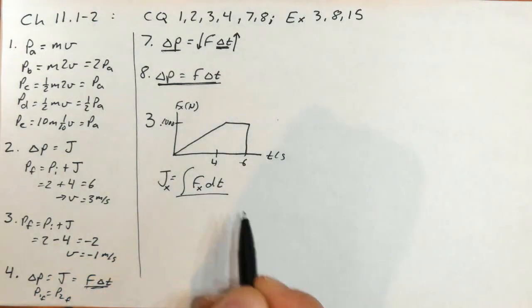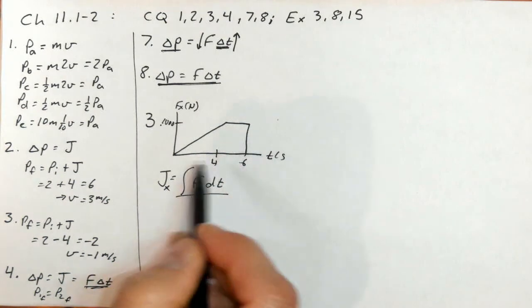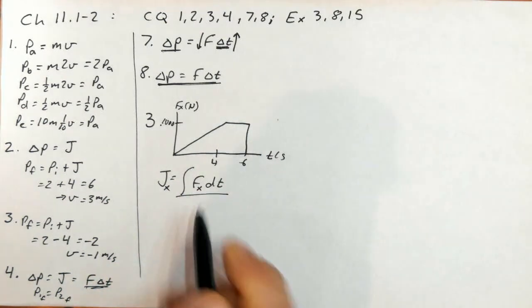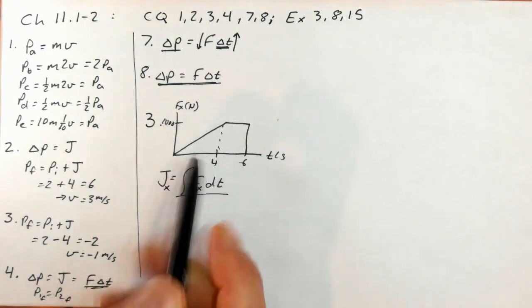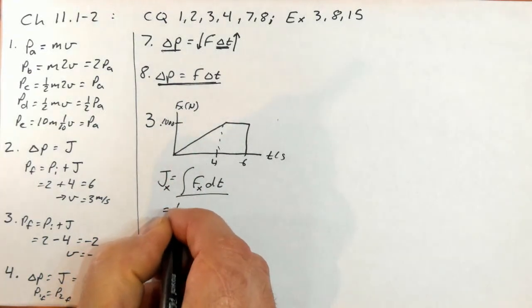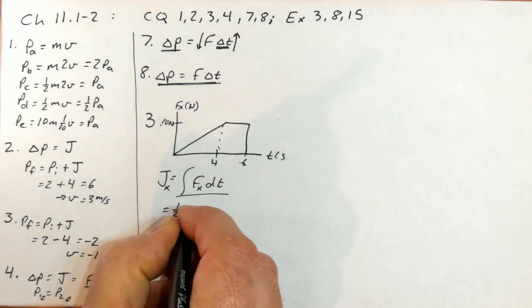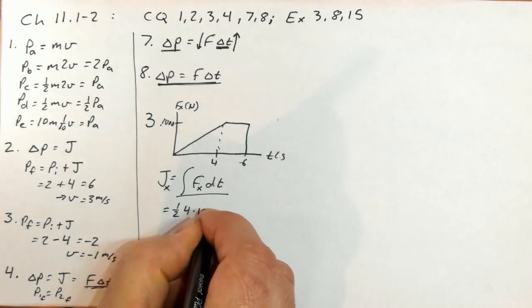But what is an integral? It's an area under the curve. So what's the area underneath this curve? Well, I see a triangle with height of 1,000 and a base of 4. So this is going to be equal to 1/2 times base times height. So 1/2 times 4 times 1,000.